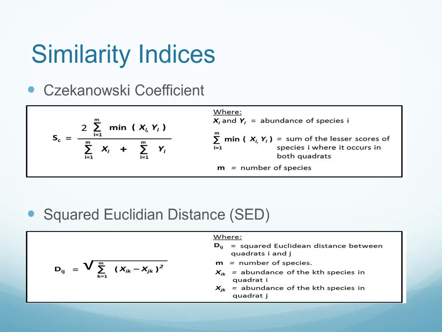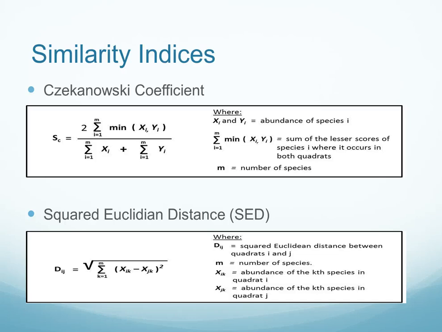There are a variety of similarity indices available, and we're going to focus on two that are commonly used to describe plant communities: the Czekanowski coefficient and squared Euclidean distance. Again, you see the formulas for calculating these coefficients are in front of you. This is very clearly described in the learning guides, and so we will not be going into detailed explanation of the calculations here. It is worth noting that the Czekanowski coefficient is a similarity index, and it ranges from values of 0, meaning completely dissimilar, to 1, which is total similarity between the two sites that are being compared.